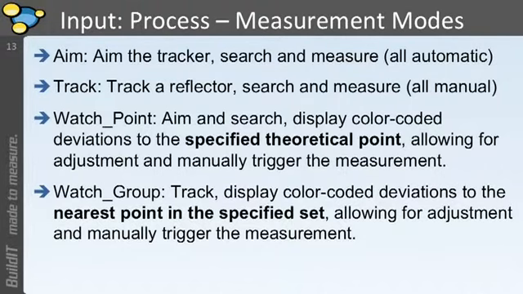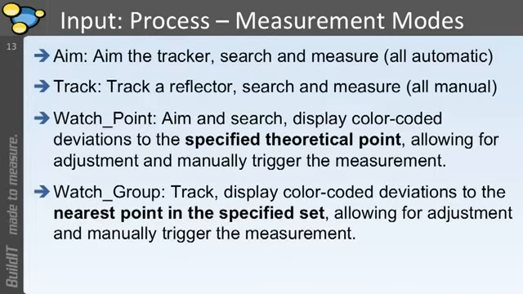Now the last two modes were watch point and watch group, and these are the two methods that were used when we had to do automated assembly or measurement-assisted assembly. These are the modes that we would use when we wanted to provide real-time feedback with the positioning of the probe. With watch point, the automatic mode, it would automatically aim to a target, search for the target, and then wait, just providing the real-time deviation so that the operator could adjust the positioning of the subassembly at that location, and then manually click measure, and then we would take the coordinates, record that, and move on to the next point.